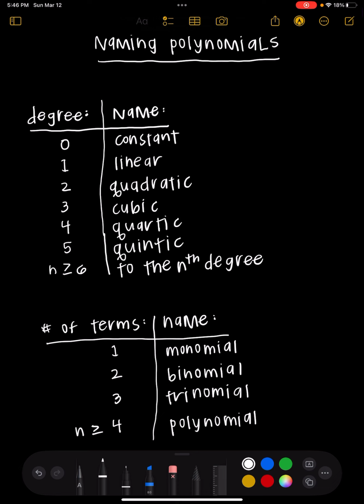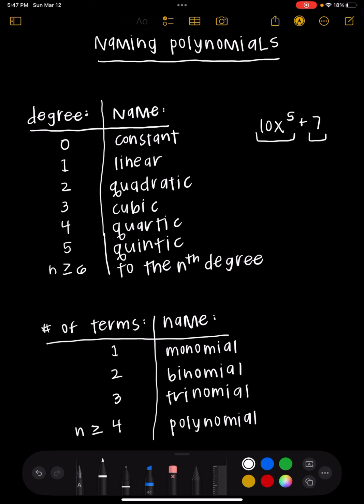So the degree is the highest exponent that you see. And the number of terms is how many chunks there are. And when I talk about chunks or terms, the terms are separated by a plus or a minus sign. So for example, if I had 10x to the fifth, this is considered one term. But if I had 10x to the fifth plus 7, the 10x to the fifth is one term and the 7 is one term, and so that would be considered two terms.